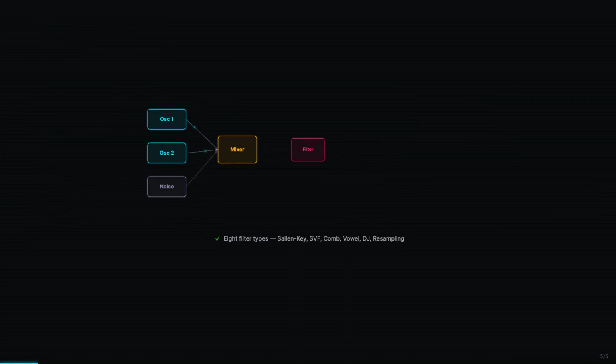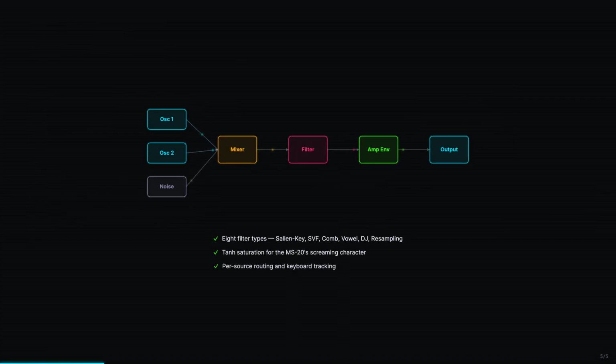That's episode 4. 8 filter types from the screaming Sallen-Key MS-20 to a vowel filter that makes the synth talk, plus per-source routing for mixing filtered and clean sounds. Next episode, modulators, an LFO, a cycling envelope, and a modulation matrix that brings everything to life with movement.